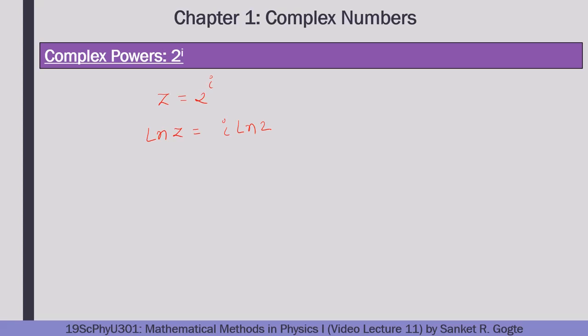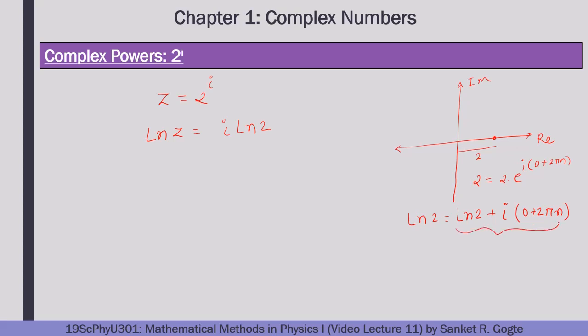Here, 2 is a real number. In general, if it was a complex number, that was possible because we know how to find out log of a complex number. Let's treat 2 as a complex number with its imaginary component as 0, and let's see what are the possible logs. So 2 is the point which is at a distance 2 along the positive real axis from the origin, and therefore 2 I can write as 2 into e to the power i (0 plus 2 pi n), where n is any integer. Therefore, log 2 is equal to log 2 plus i into (0 plus 2 pi n). We just saw that log of a complex number is multivalued. There are infinitely many possibilities for the log, and we can see that here.